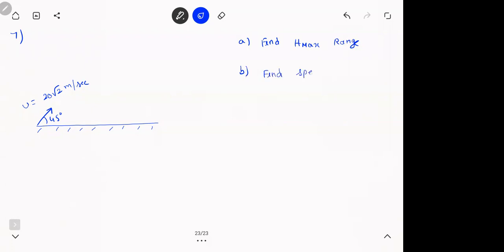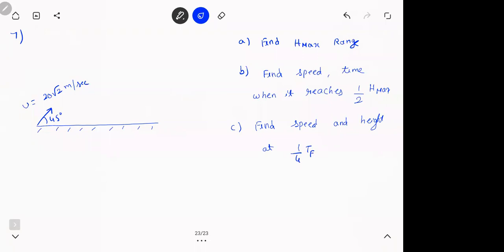Find speed, time, when it reaches half of the maximum height. So when it is at half of the maximum height, what is the speed and the time? Find speed and height at 1/4 of the time of flight. So during the total time, if you take 1/4 of the time, at what height and what speed will you have?